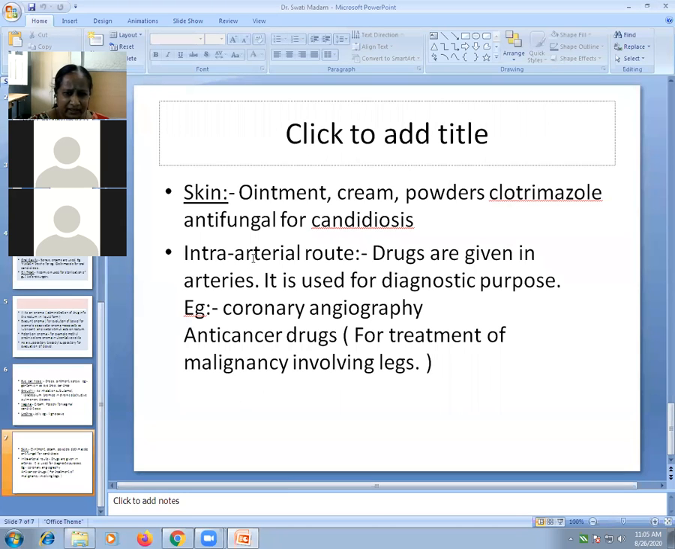Now the intra-arterial route: drugs are given in arteries. It is used for diagnostic purpose, such as coronary angiography. In local, what comes? Intra-arterial route, with anti-cancer drugs for treatment of malignancy involving legs. This is about the local route.